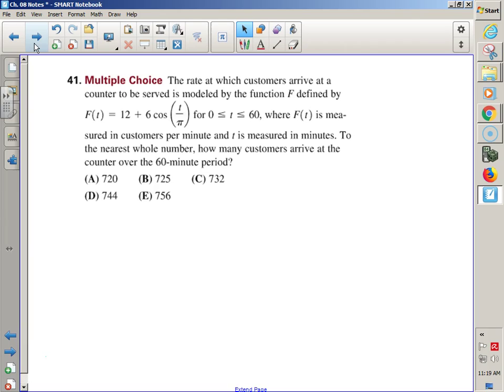Customers arriving at a counter, would the AP ever do something that weird? Yeah, totally. Was last year.